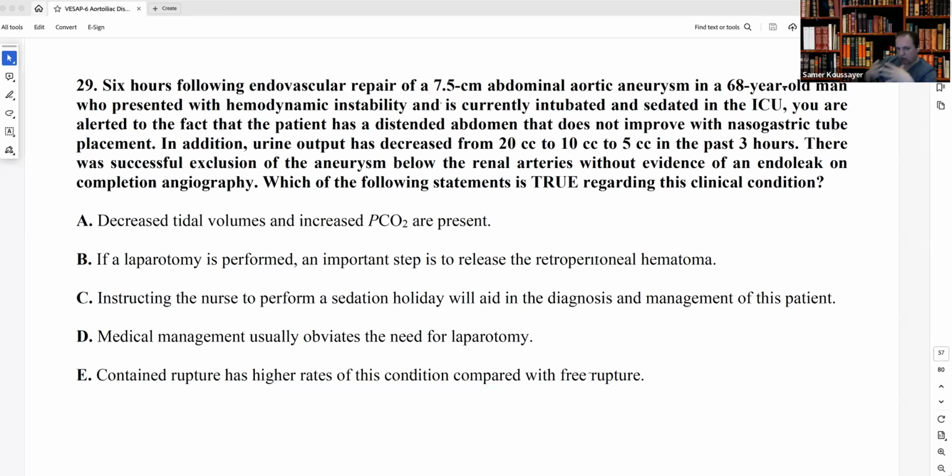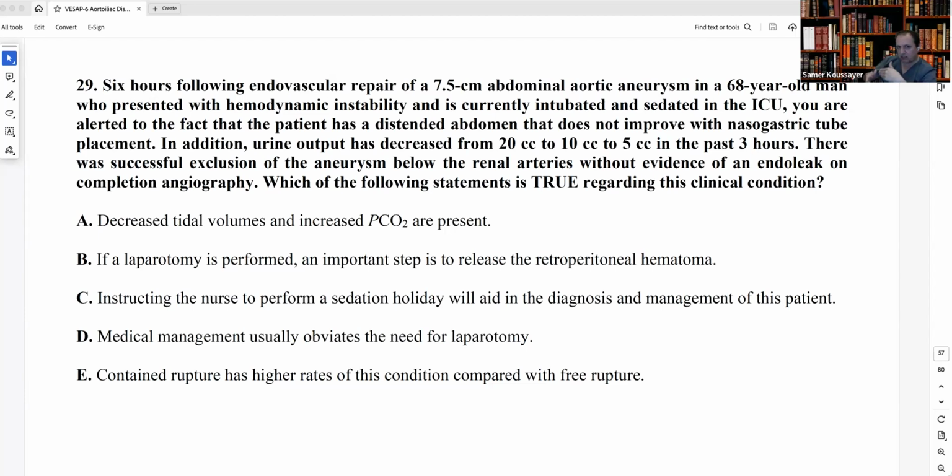So in this situation, you want to do the opposite. You want to relax the abdomen because putting a lot of pressure decreases blood flow to the kidney, to the bowel, to the lungs. So usually you need to give a muscle relaxant, because if you hold sedation, he's going to wake up and push more on the heart and the muscles. So you don't do a sedation holiday because this will make things worse.